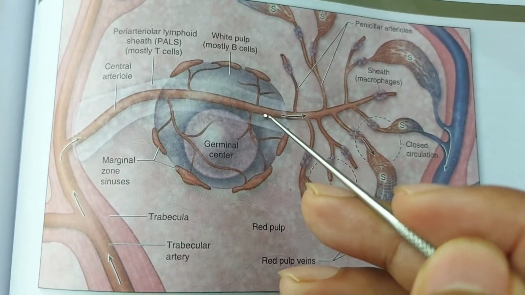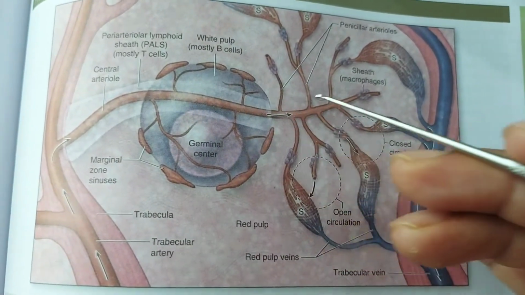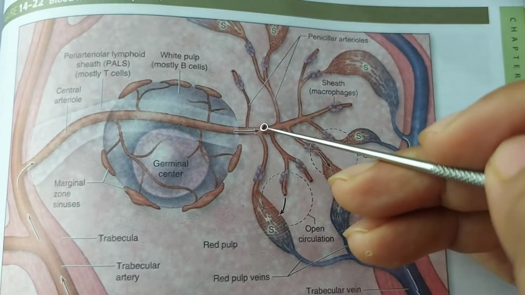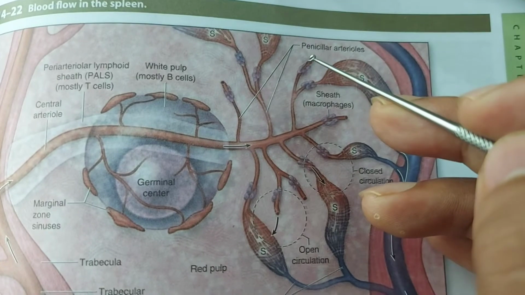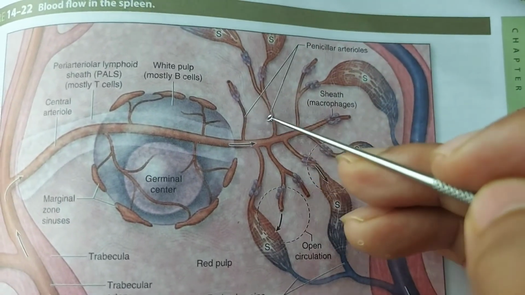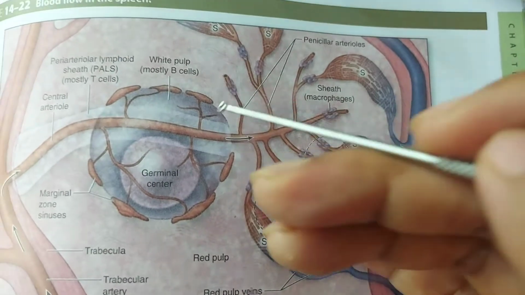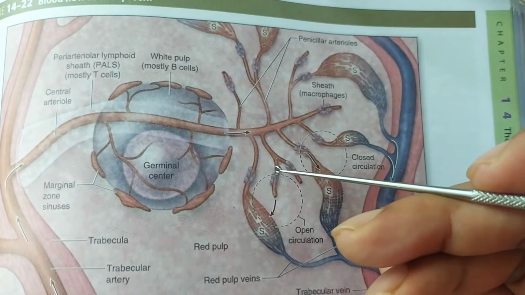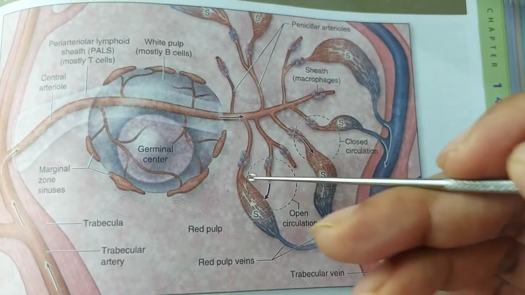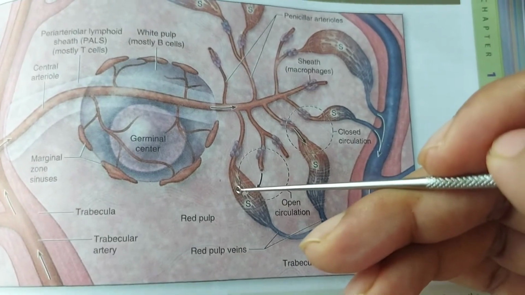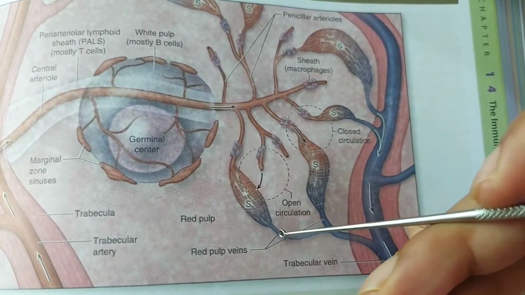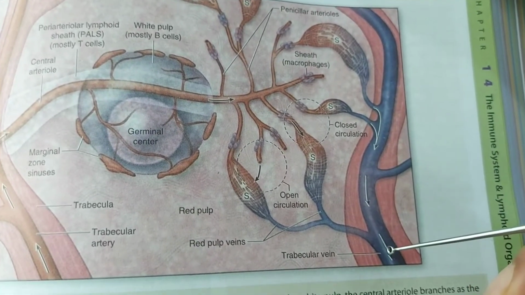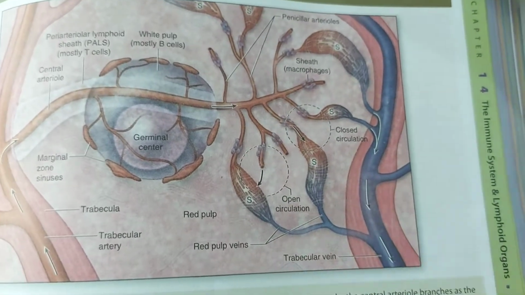After leaving this white pulp, the arteriole enters into the red pulp area. This is the red pulp area. In this red pulp area, this arteriole gives branches to form the penicillar arterioles. Here are the penicillar arterioles. These penicillar arterioles finally branch into the capillaries. Here are the capillaries. These capillaries finally terminate into the sinusoids. From the sinusoids, there is the vein. There are the red pulp veins. These red pulp veins finally drain into the trabecular vein and the splenic vein. It forms the splenic vein.